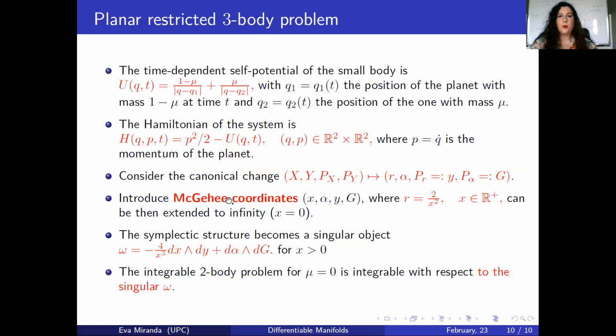And while people were working with these coordinates in a symplectic sense, magic occurs. If you complete the symplectic form, this is no longer a symplectic form when x equals 0. Why? Because it goes to infinity, okay? But this is a good Poisson structure. So you may deal with this problem from a Poisson perspective.